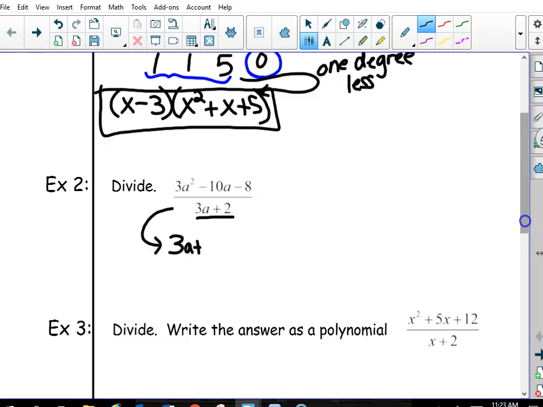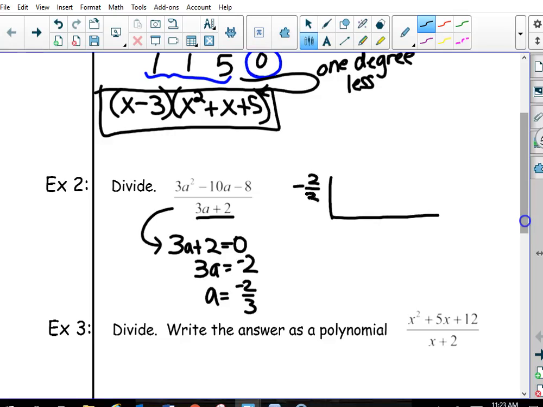So 3a plus 2 equals 0. I subtract 2 and then divide by 3. So I'm going to use that on the outside of my synthetic division. Now, you can do long division, but it's long and it's much more prone to error. So I prefer to just do a little bit of fraction work here. Okay, my coefficients are 3 and negative 10 and negative 8. All right, so negative 2/3 times a positive 3, those 3's will cancel, and I'm just left with a negative 2.